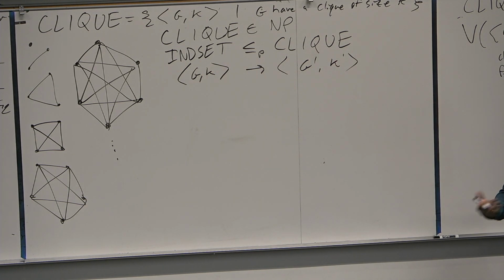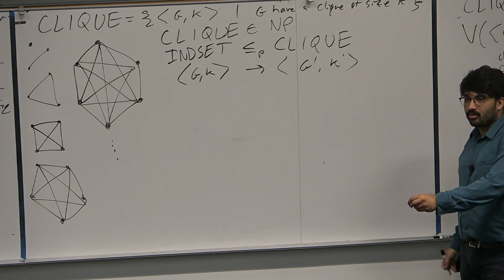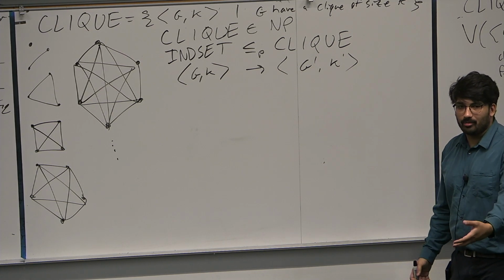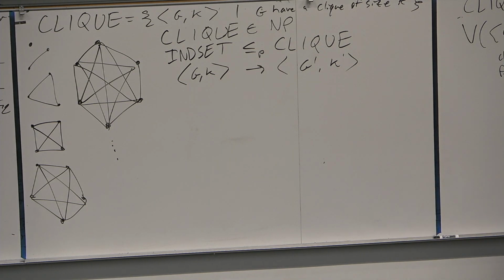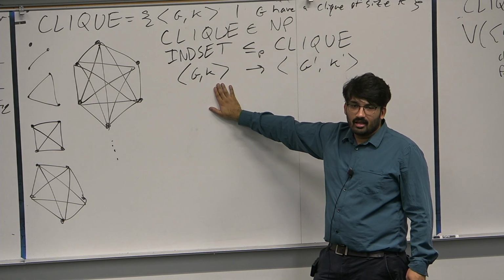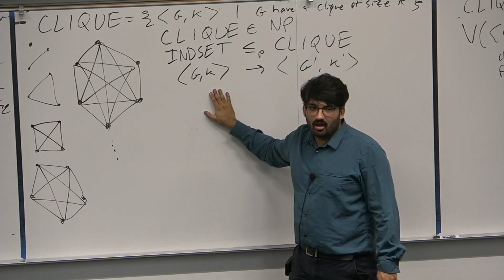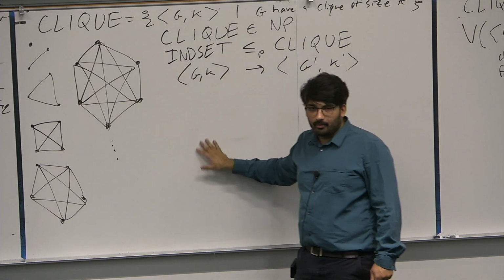Now, we don't need to map to the same graph. We don't need to map to anything related. We just need a problem to map to a problem with this correctness property that good goes to good and bad goes to bad. It need not be the same problem at all. So give me a graph that has an independent set of size K if and only if a different graph has a clique of a perhaps different size K prime.